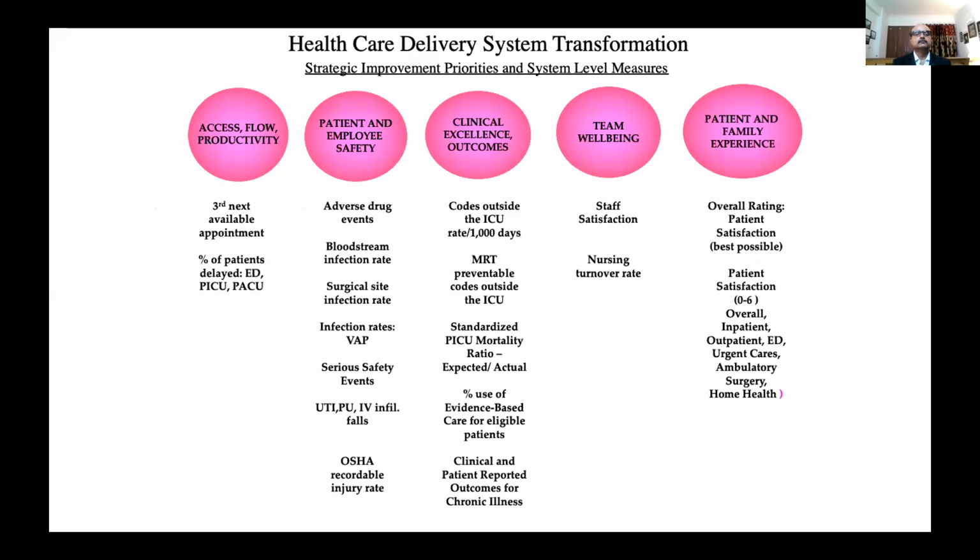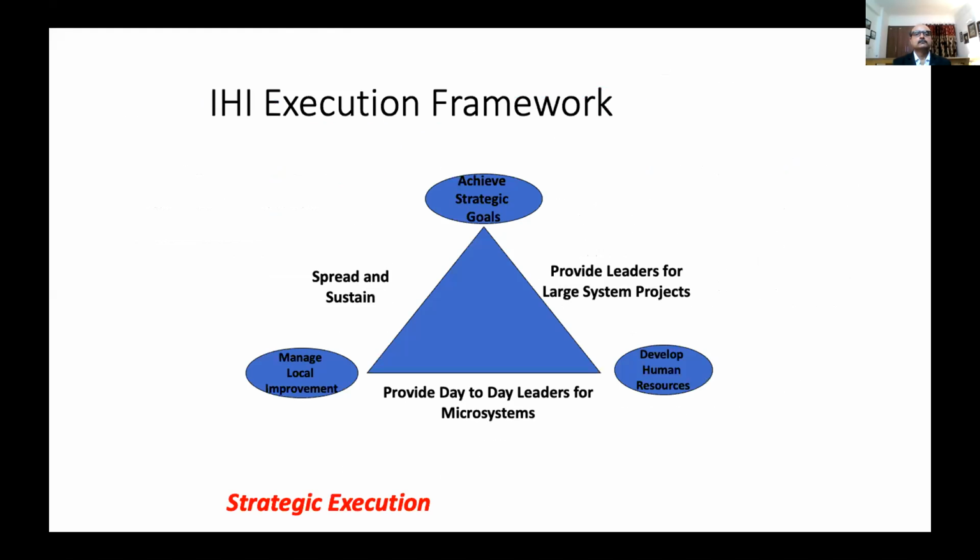So I think we then go to thinking about system level measures that we use. This is an example of our early work on system level measures for a healthcare delivery system. So we're looking here at access and flow, patient experience, clinical outcome, and safety as well. We also use the IHI's model of execution framework. How do we manage day-to-day improvement, local improvement day-to-day?